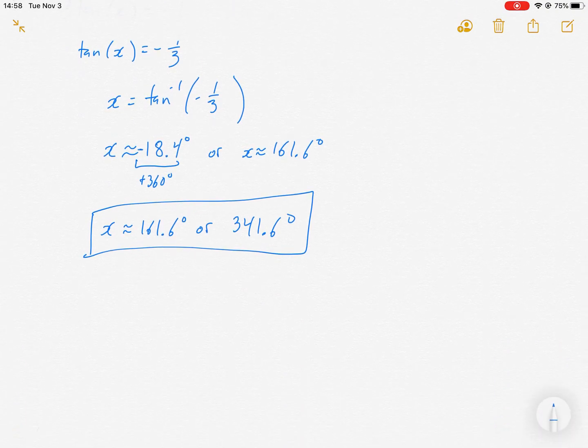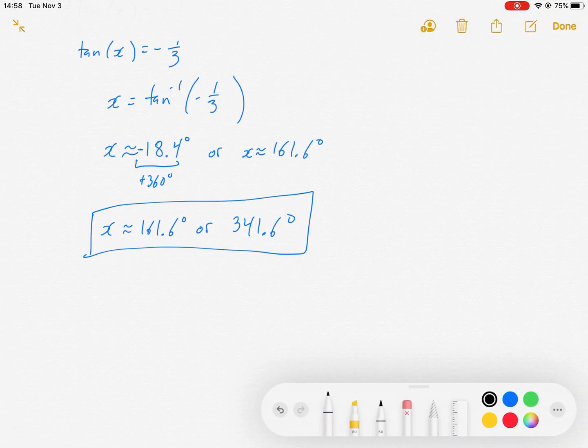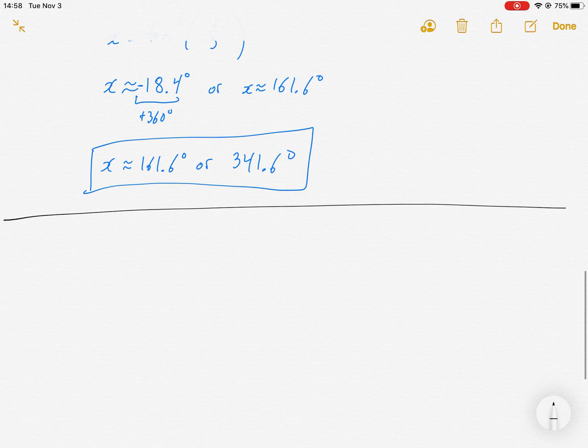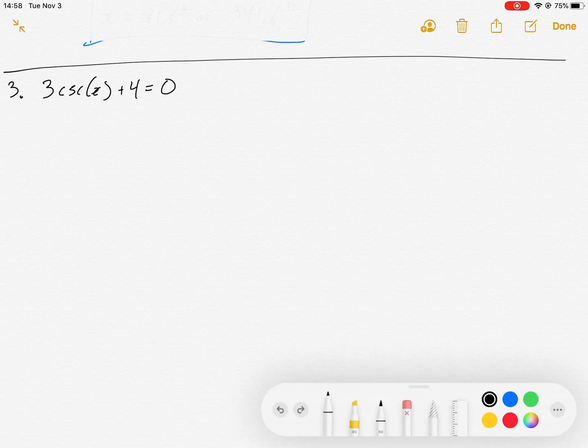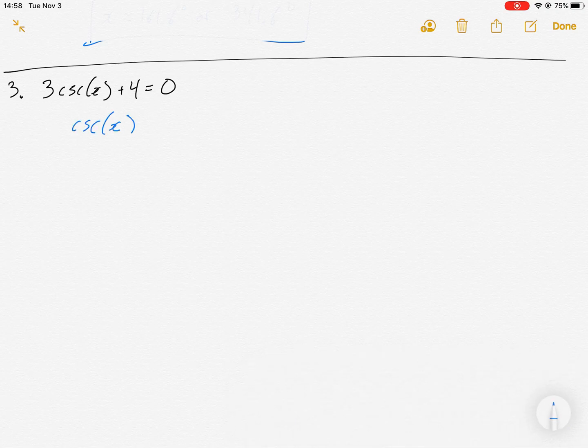Okay, the last one I want to do, hopefully this hasn't been too taxing and it's kind of made sense, involves a reciprocal function. So we're going to do 2 cosecant of x plus 4 equals 0. So we'll start off the same way. We'll subtract 4 and divide by 3. So I end up with cosecant of x equals negative 4/3.